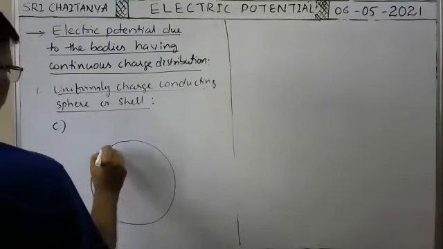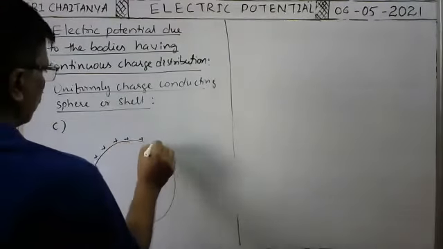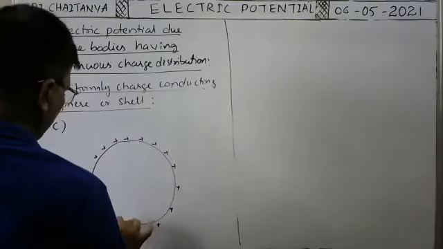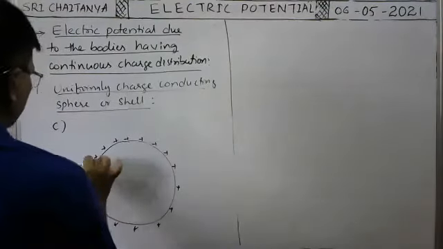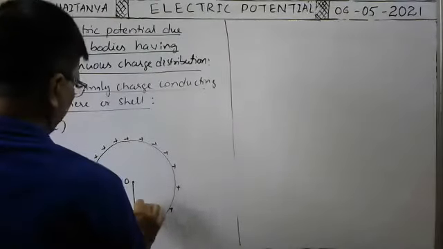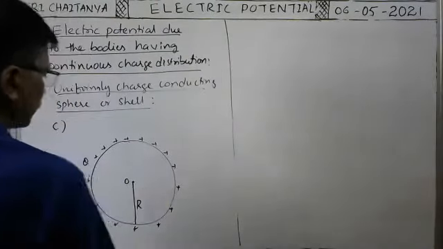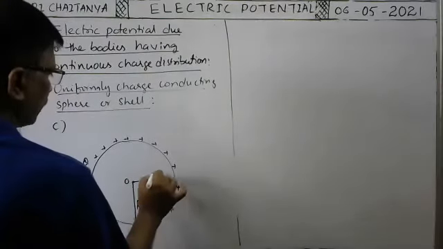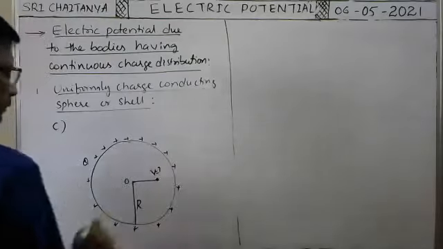Suppose it is a charged conducting sphere. When charge is given, it resides only on the surface. The charge residing on the surface is Q. This is the center and this is the radius of the sphere, capital R. At any point inside the sphere, we have to find the potential. That is our aim.